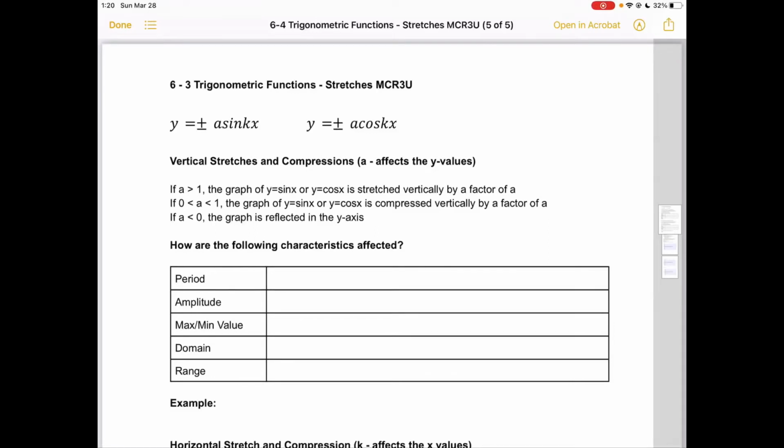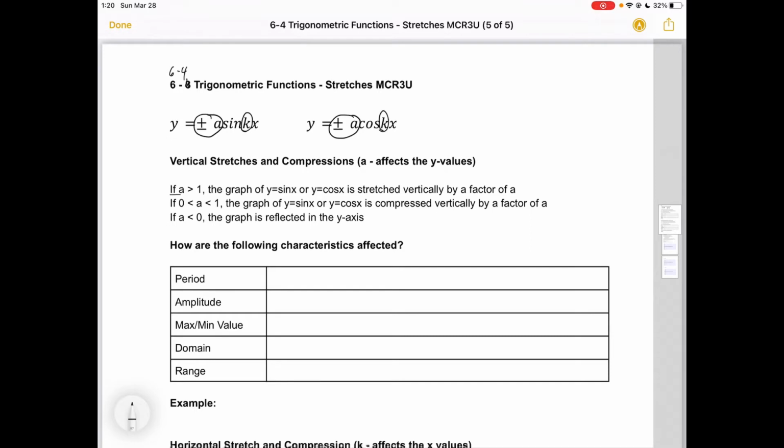This video goes over trigonometric functions, stretches, and compressions. We'll change this. This should be 6, 4. And we've got two new parameters that we're introducing. We've got a in front, and then we've got k in front of the x.